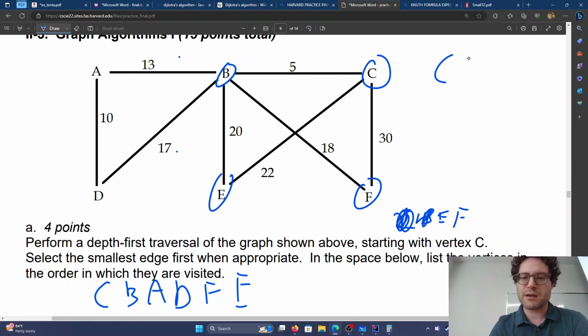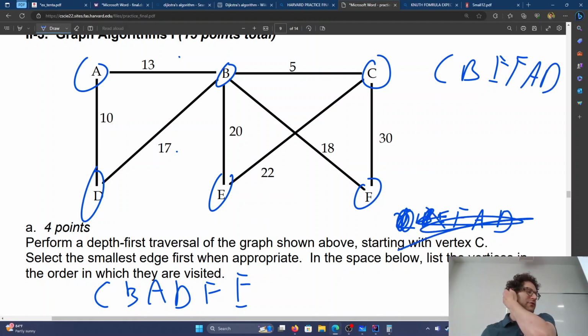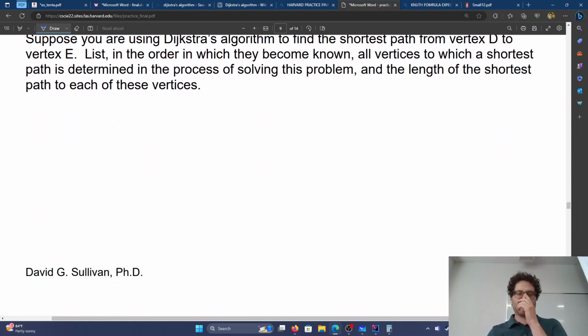So we're done with B. The order it goes into the queue is also going to be the same order as our output. So for B, we add B's neighbors to the queue, which are across the 13 edge and across the 17 edge, so that's A and D. Now there's nothing else to do except dequeue the queue because there's no other things to discover. So C, B, F, A, D. Okay.